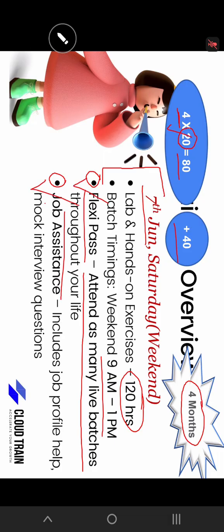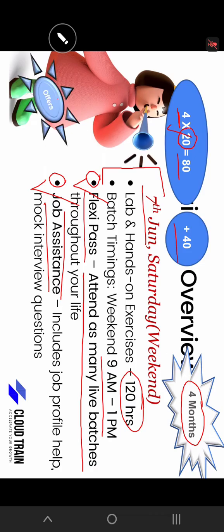Second is job assistance. If you opt for this facility, at the end of this training we help you create resumes as per market standard, prepare for interviews, and a lot more. So these two benefits are good, but they are not free because they require our additional effort, time, and resources. So you have to pay an additional amount to enroll for each of them.